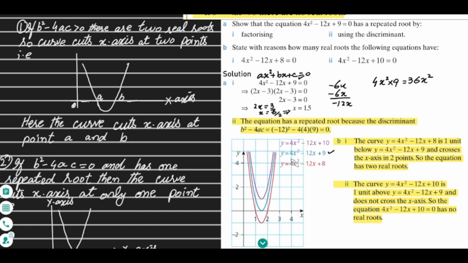And we are looking here. The equation y = 4x² − 12x + 9 cuts the x-axis at 2 points, so the equation has 2 real roots. It means the red curve has 2 real roots, 1 and 2.